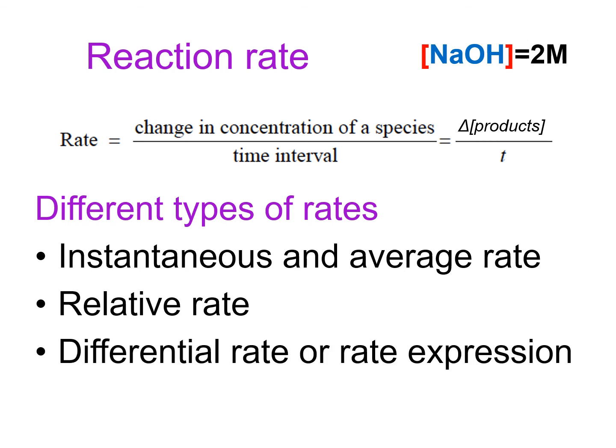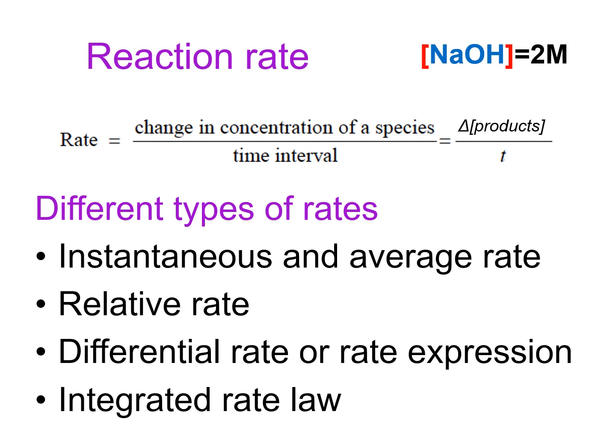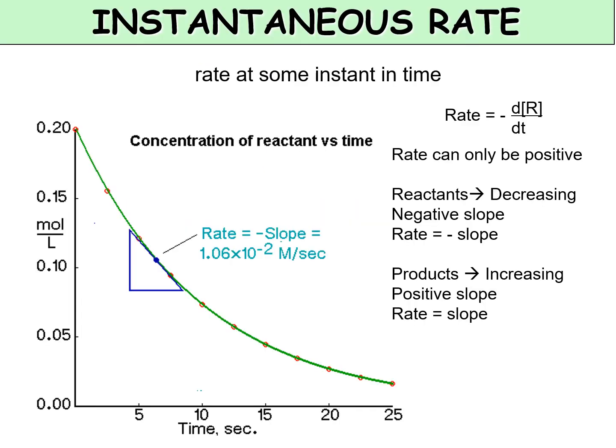Then there are rate laws or rate expressions, those are differential rates that tell me how the rate is influenced by the concentration of the reactant. And finally, we have the integrated rate laws, and those are used to calculate how much of the product I can make in a certain amount of time, or how much of the reactant would disappear in a certain amount of time. So we're going to go over those one at a time.